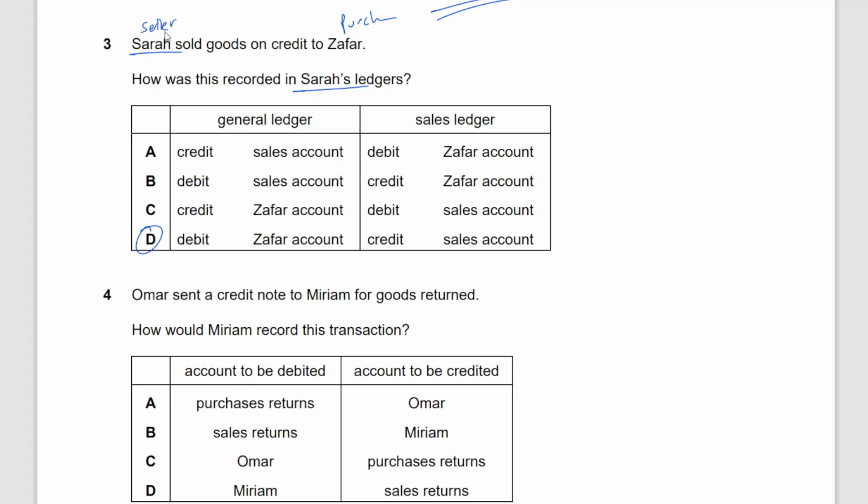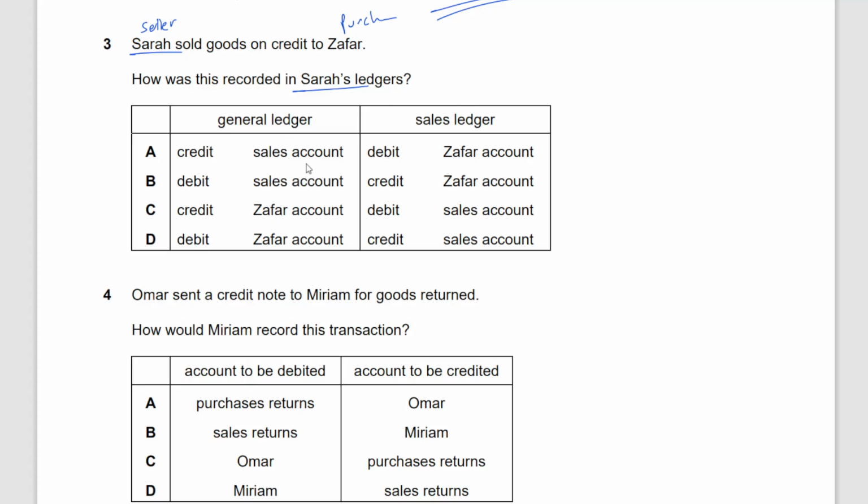From Sarah's perspective, she's the seller. It means she's making sales. The sales account is never debited when you make a sale. It is always credited. So credit sales. See how they trick you with the word debit here. So, oh wait a minute. I think I just fell for the trick. Never mind. That's not the right answer.